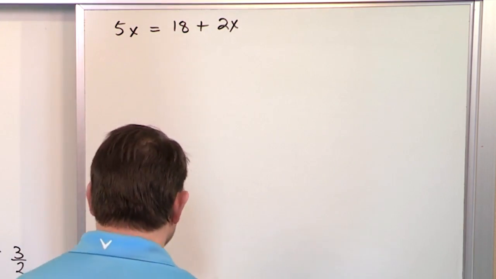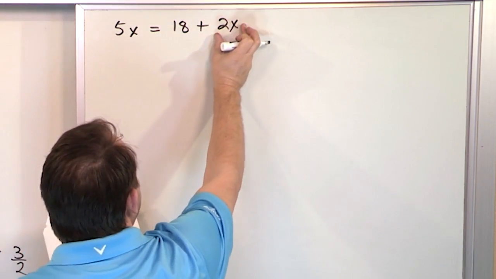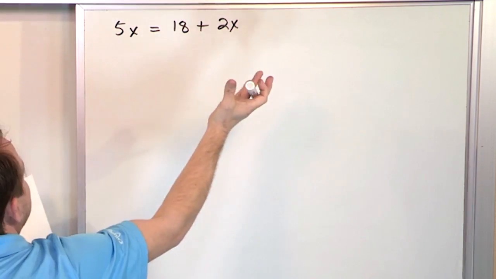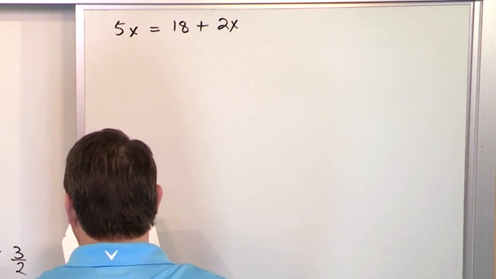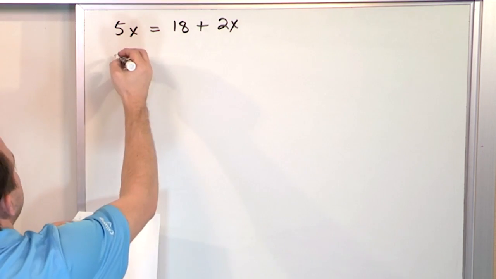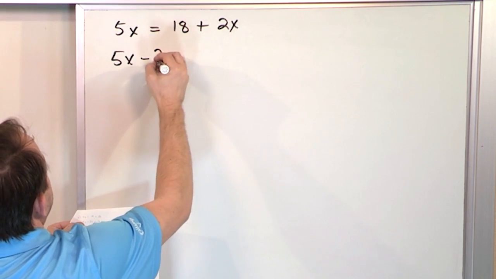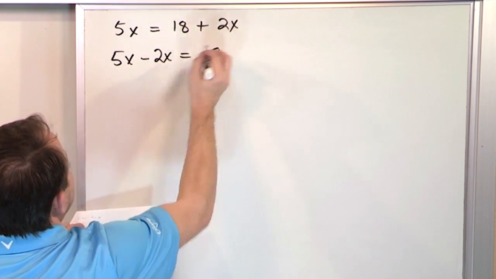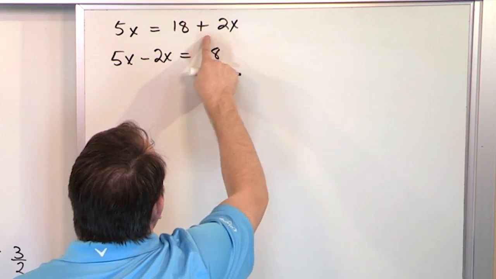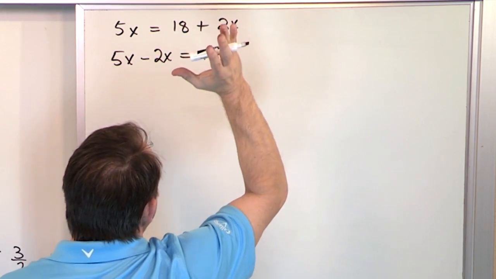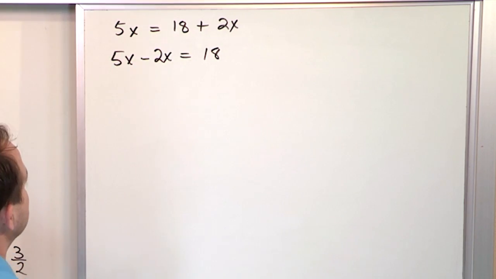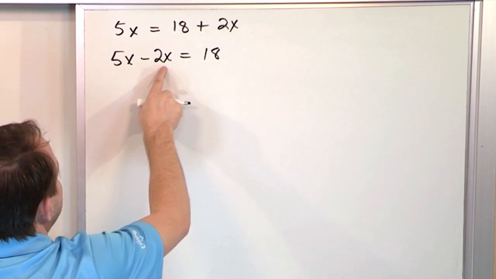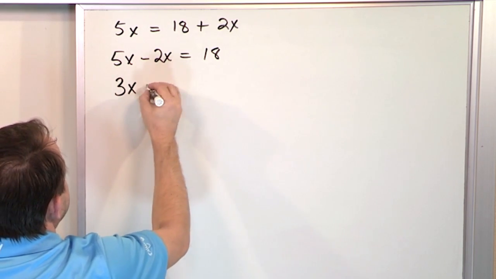So for the first step, let's take this 2x and move it over here. How do we do that? We have to do the opposite of the addition here, which means we're going to subtract 2x from both sides. So on the left, 5x minus 2x is just going to be equal to 18 on the right, because if I subtract 2x here, it just disappears. It goes to 0, leaving you 18. Subtracting 2x from here gives you what I wrote down. Now you can do the subtraction. 5 minus 2 is 3, so it's 3x equals 18.